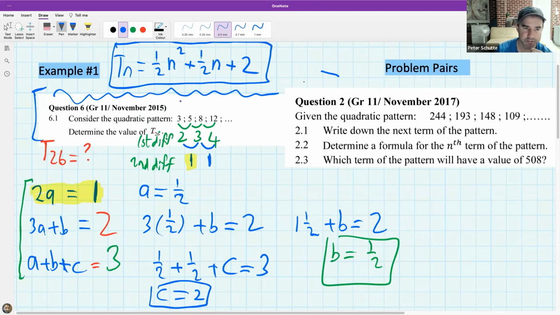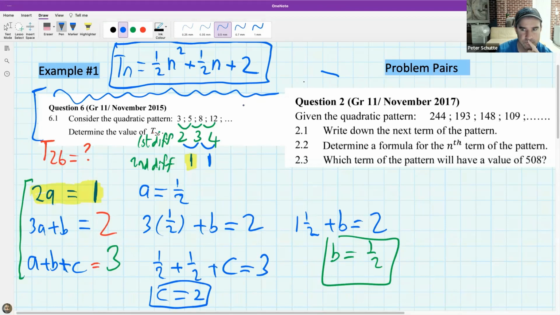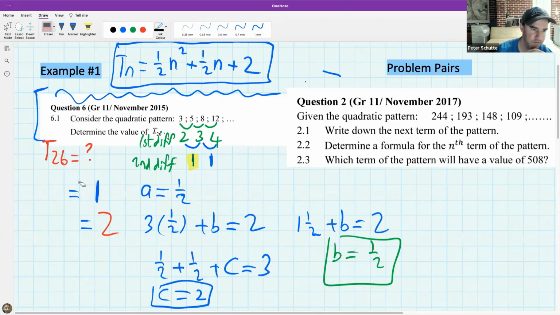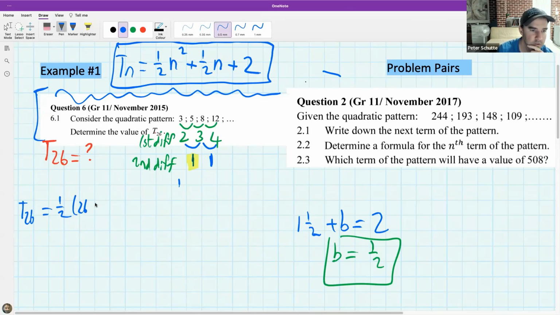But I wanted to find the 26th term. So Candy, how do I find the 26th term? I'm going to substitute n by 26, and I'll solve it from there. So Tn is equal to 1 over 2, we substitute the n squared by 26, plus 1 over 2, we substitute 26 again, plus 2.